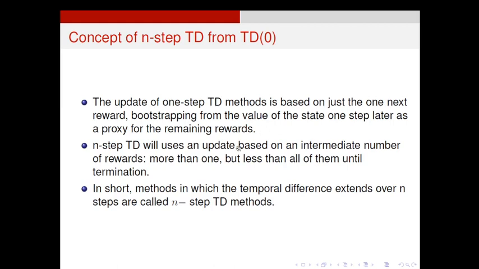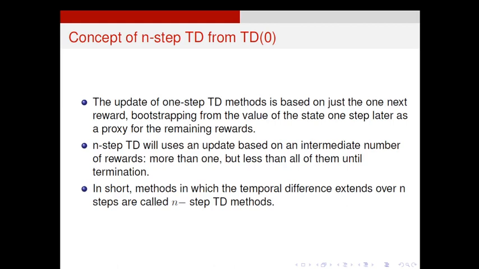The n-step temporal difference uses an update based on an intermediate number of rewards. That is very important, an intermediate number of rewards. Instead of one-step reward, it takes an intermediate number of rewards, r t plus 1, r t plus 2, etc. More than one but less than all of them until termination. It should definitely be more than one. If it is one step, it is automatically TD0. It is more than one and naturally less than the number of steps to the end state. If the end state is at T, then we take up to s T minus 1.